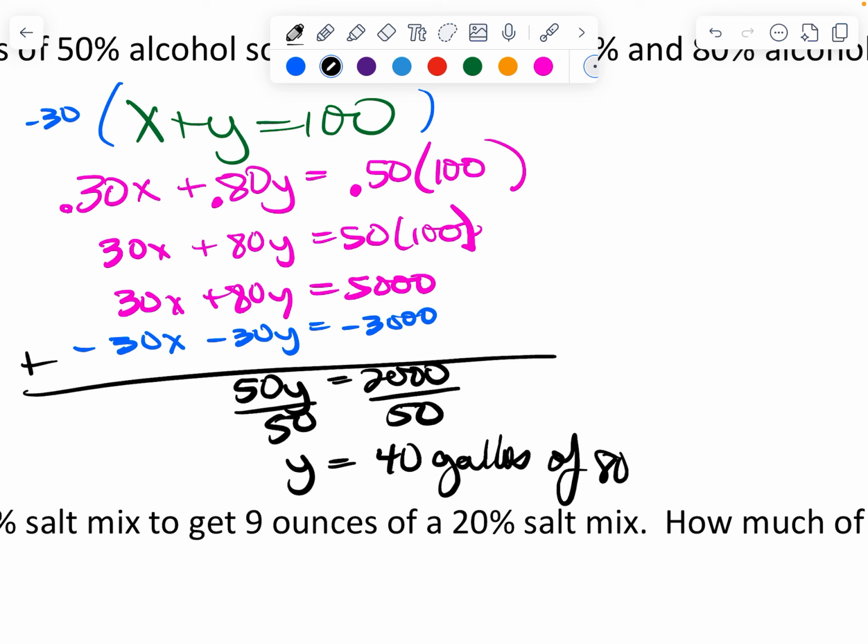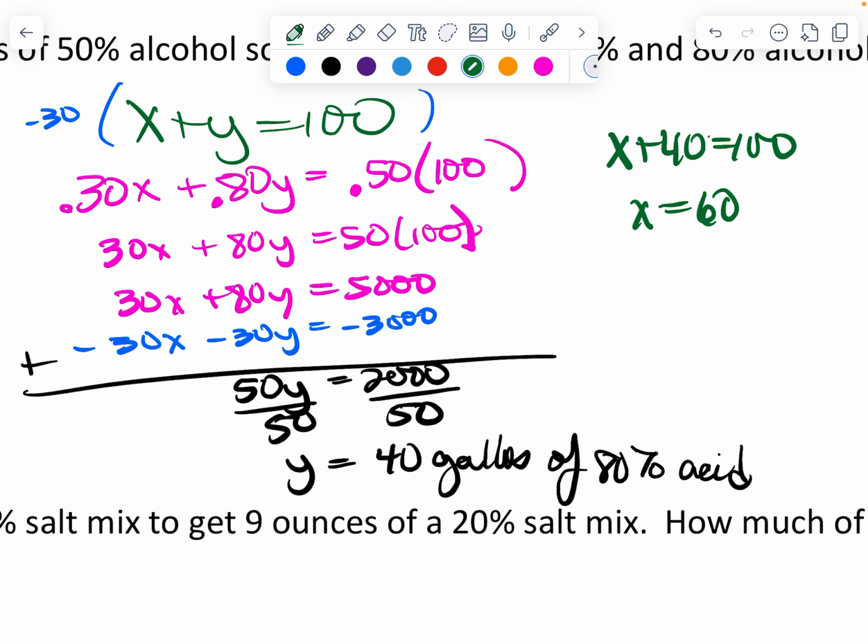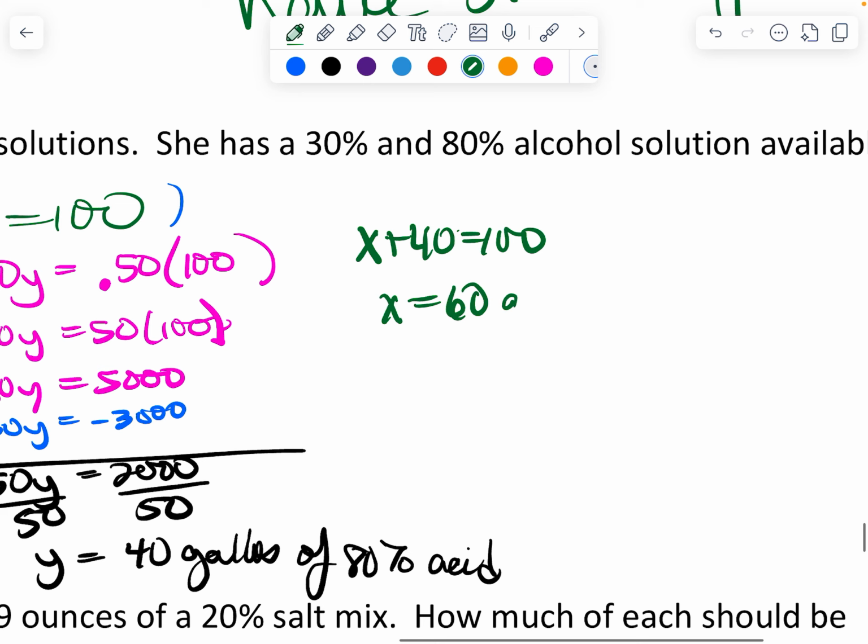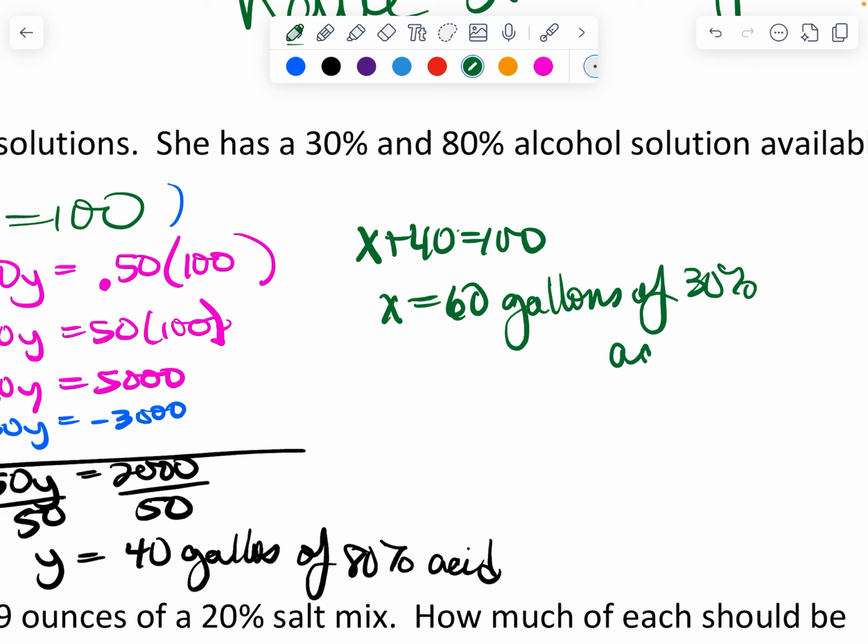And if I plug in the other one, I would have X plus 40 equals 100. So X equals 60 gallons of 30% acid.